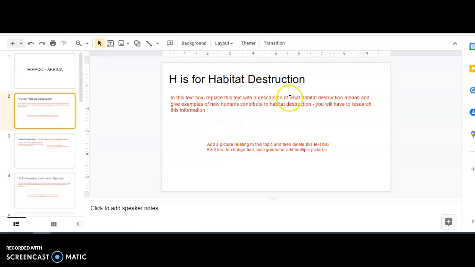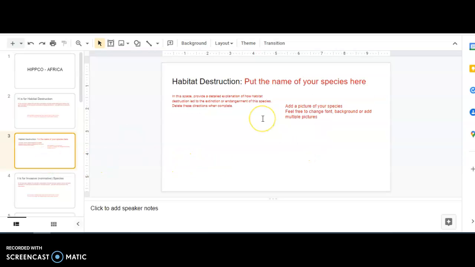So basically you're giving me a description of habitat destruction, what it means, and give me examples of how humans contribute to habitat destruction. And then you'll give me some sort of picture that's related to this topic. Again, try to focus on Africa. And then here's another one where you're going to talk about specific species. So make sure the species is from Africa.